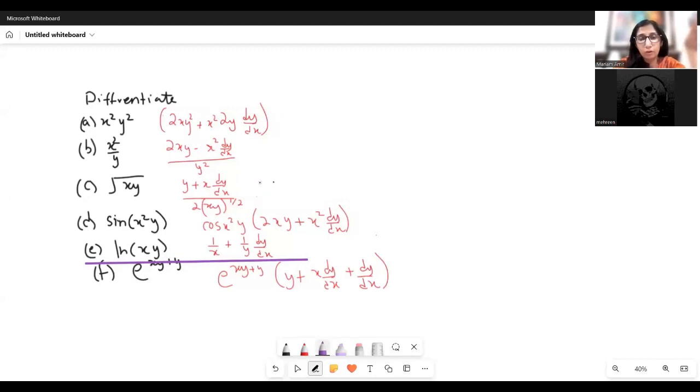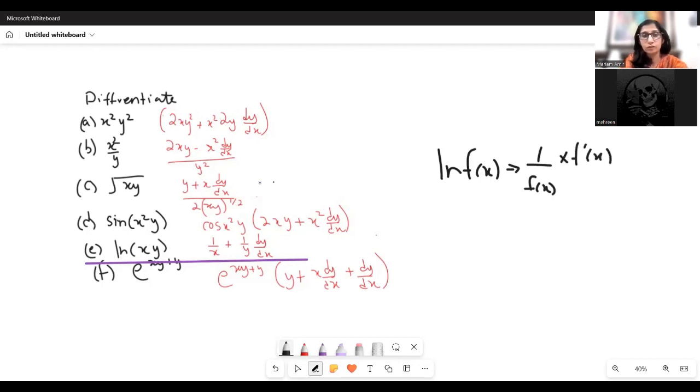Doing part E of the homework. So it's ln xy that we have to derive. So we're going to first apply the formula: the derivative of ln f(x) is 1 upon f(x) times f prime x. So it's going to be 1 upon xy here, times, now we derivate xy. Now xy is an implicit equation. Also, it is a product.